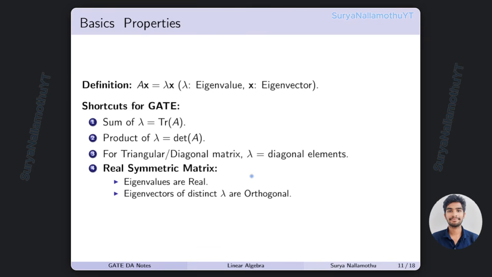For a real symmetric matrix, eigenvalues are real. Eigenvectors of distinct lambda are orthogonal. These are simple points. For a symmetric matrix, A transpose is equal to A, eigenvalues are real, and eigenvectors of distinct lambda are orthogonal. Remember these points very well.